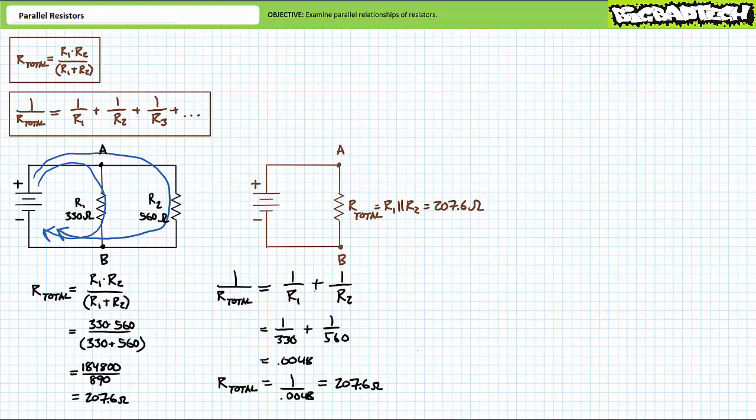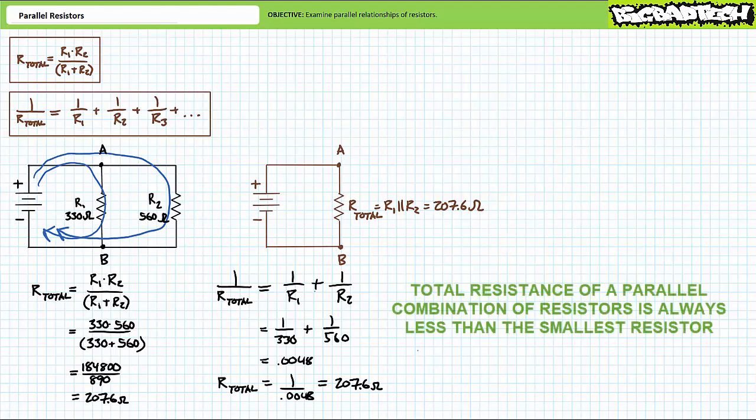In fact, this is a great way of checking your work. The total resistance of a parallel combination of resistors is always less than the smallest resistor constituting the parallel relationship. If your answers or observations suggest otherwise, you are doing it wrong.